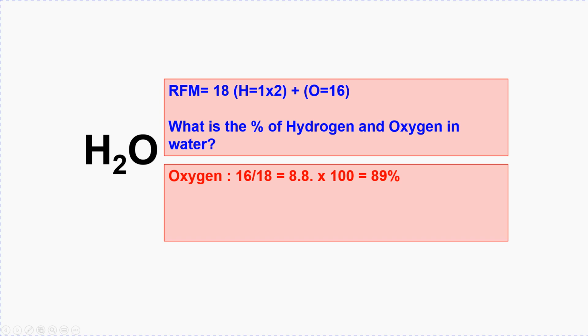Again, that tells me that 11% is going to be hydrogen, but I can check it by saying, well, I've got 2 lots of hydrogen, so that'll be 2 divided by 18, which gives me 0.11 as a decimal, multiplied by 100, which gives me 11%. So those two again add up to 100%. So that's another example. One more example, and then you're going to do some yourself.